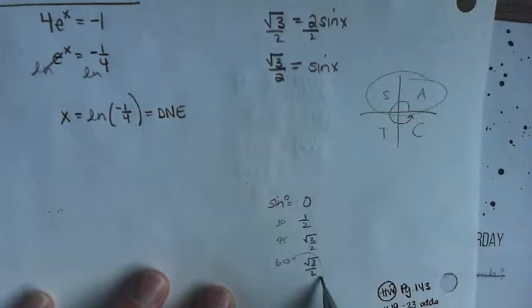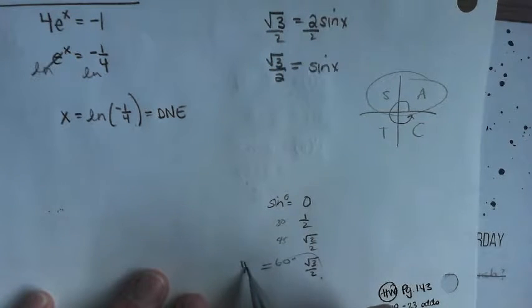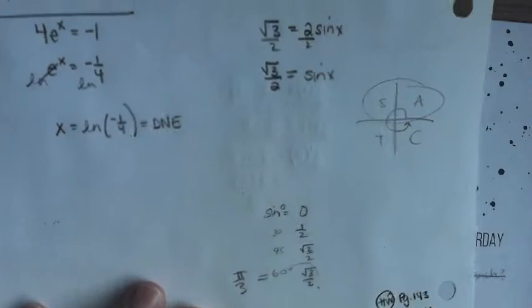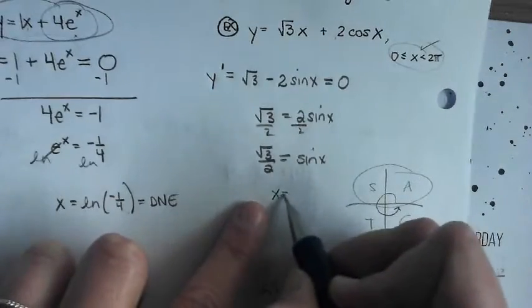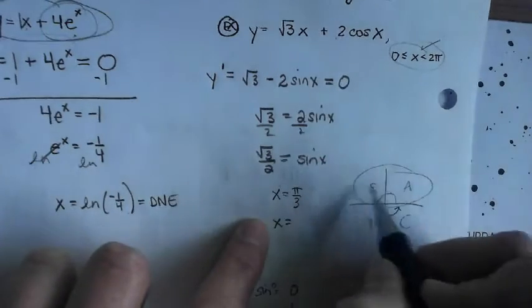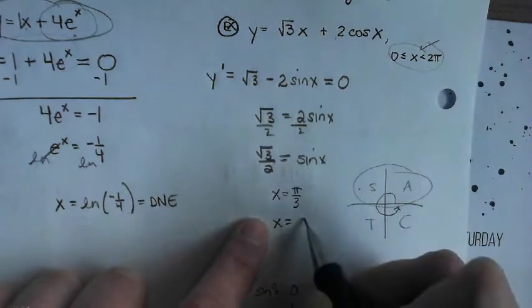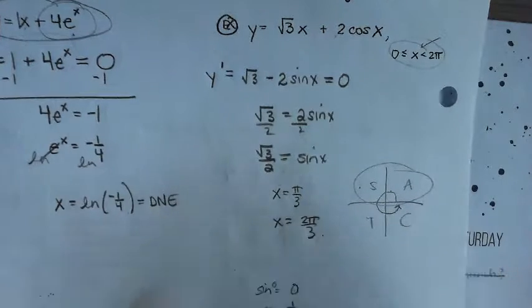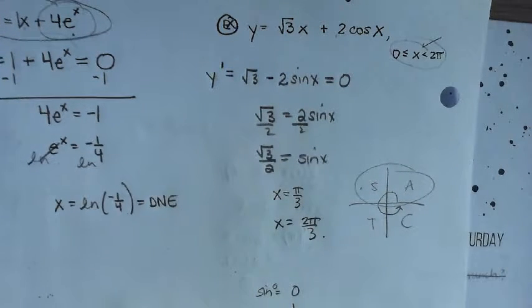So 60 degrees is the reference angle, which in radians is pi over 3. Okay? So x could equal pi over 3, or x could equal what would be the second quadrant version of that, 2 pi over 3. So there are 2 locations, 2 points at which that happens.